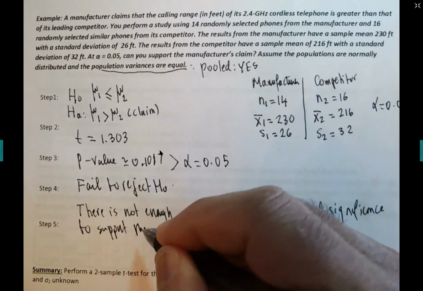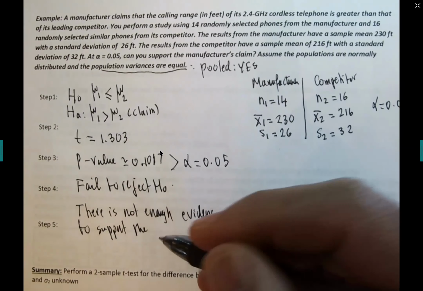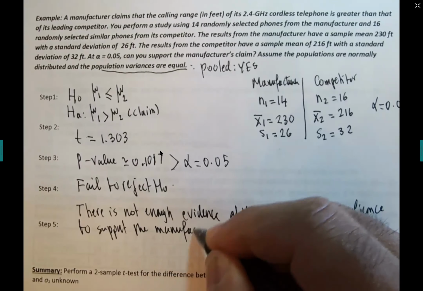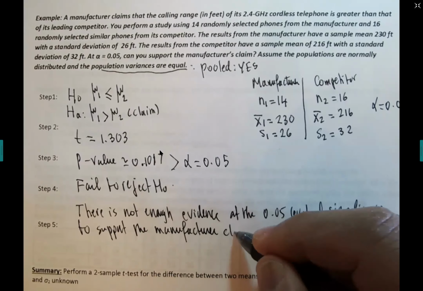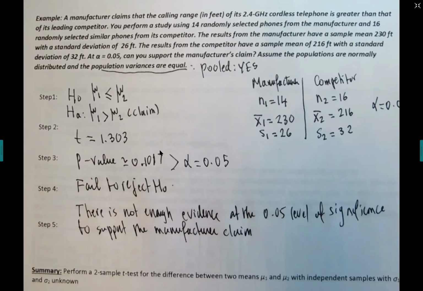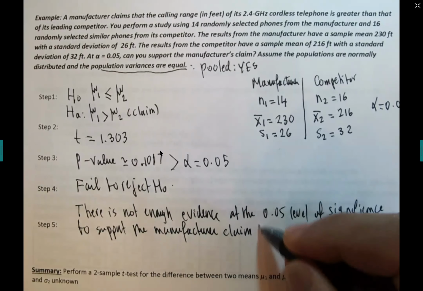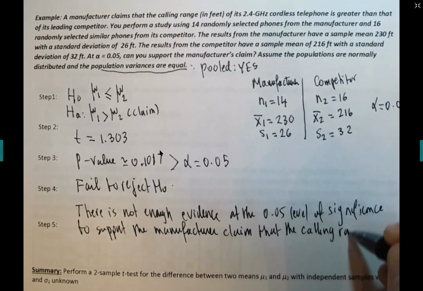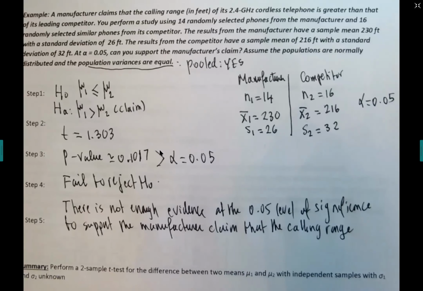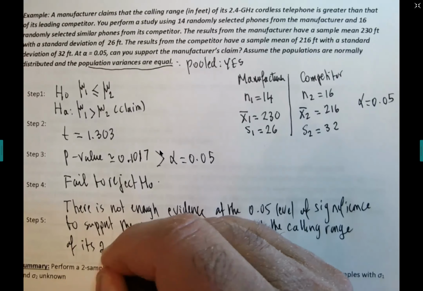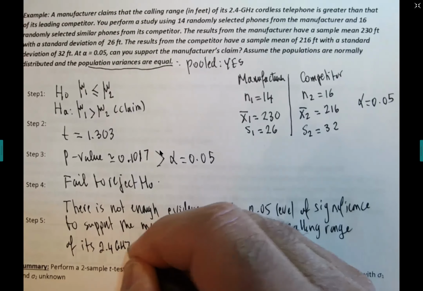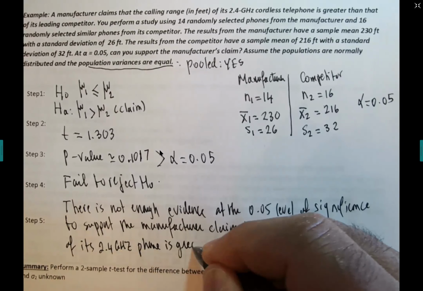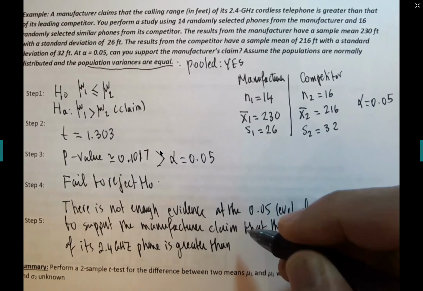We didn't use the word reject today because all the claims happen to be in HA, to support the manufacturer claim. And what do they claim here? That the calling range of its 2.4 gigahertz phone is greater than that of the manufacturer, of the competitor.